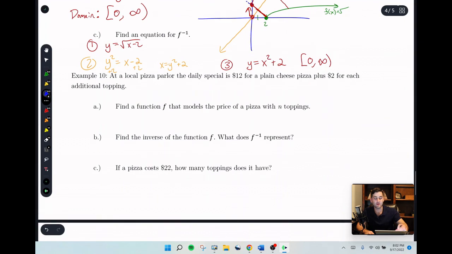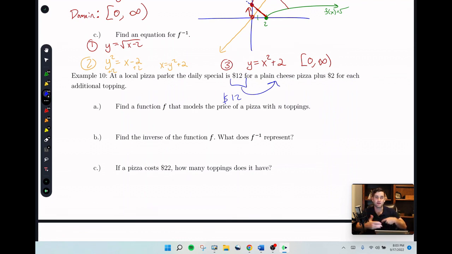Last but not least, we'll talk about this first model, but then we'll let you do the inverse and the plug and chug and all that stuff. So find a function that models the price of pizza with n toppings. So we're just going to read this problem and see. Local pizza parlor, they charge $12 for a plain cheese. So you walk in there, you want a pizza, $12 minimum, right? Cool. So you're spending $12 no matter what. $12, pizza, that's it. $2 for each topping. So if I want 6 toppings, that's going to be an extra $12. So that puts me at a $24 pizza, which is crazy.